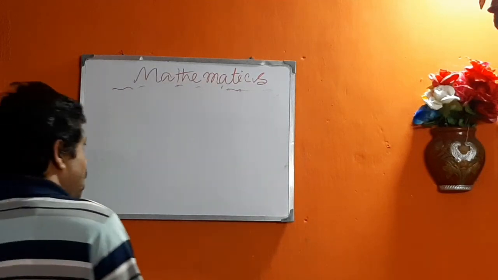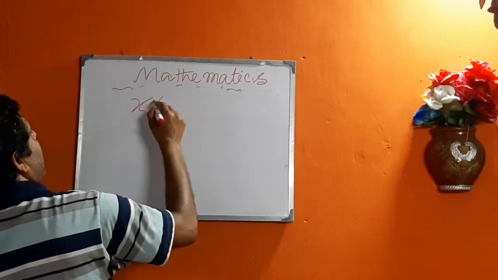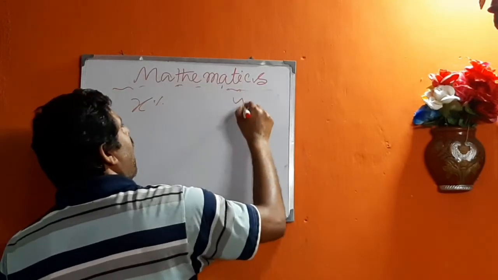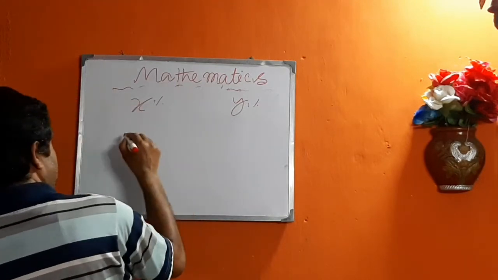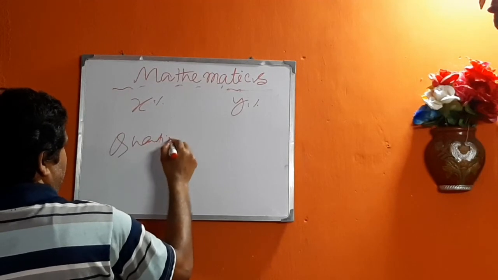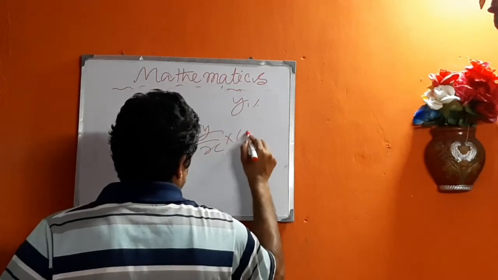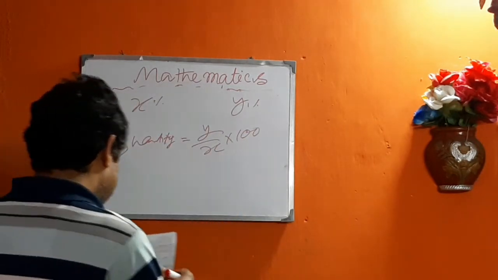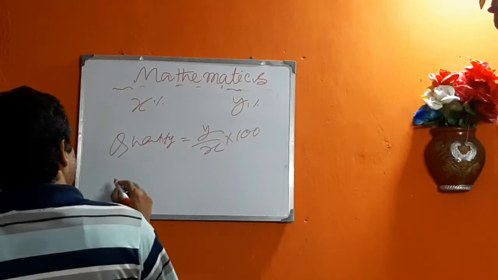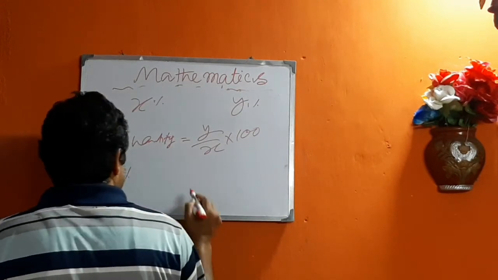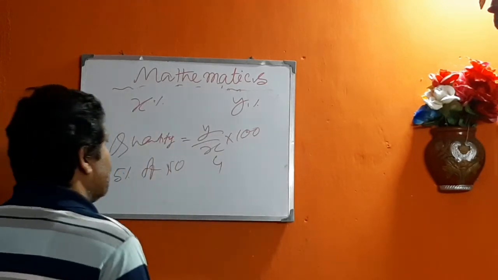If x% of a quantity is y, if x% of any quantity is y, then what will be the original quantity? The actual quantity will be y by x into 100. For example, suppose 25% of a number is 4. What will be the total number?